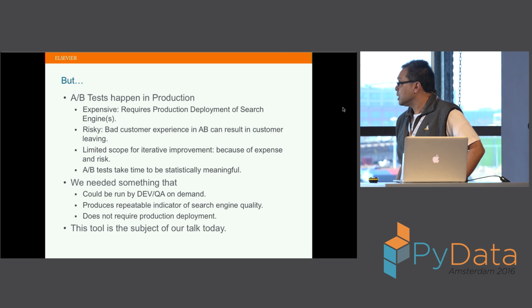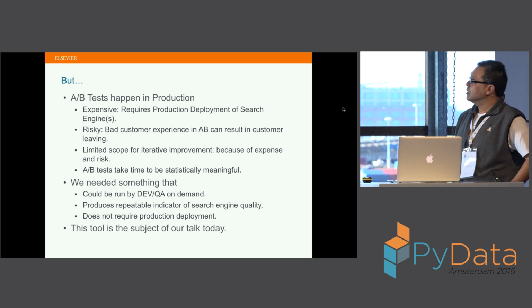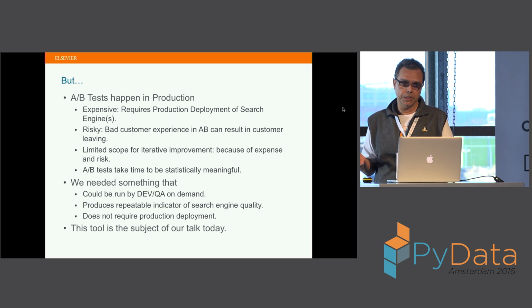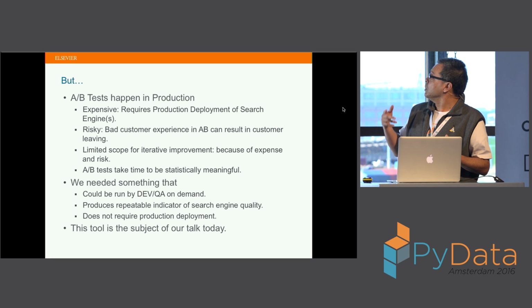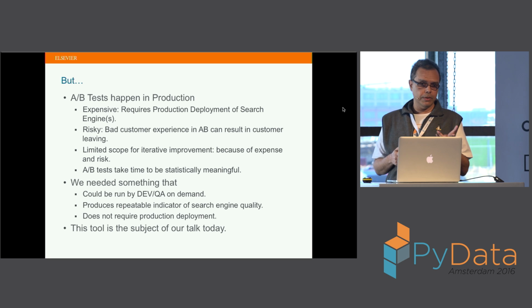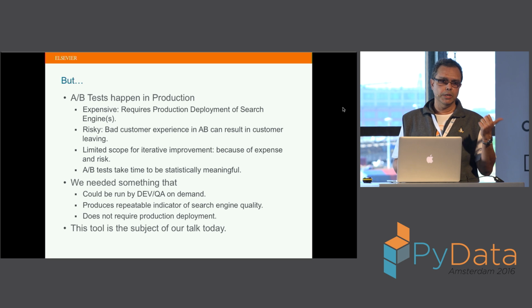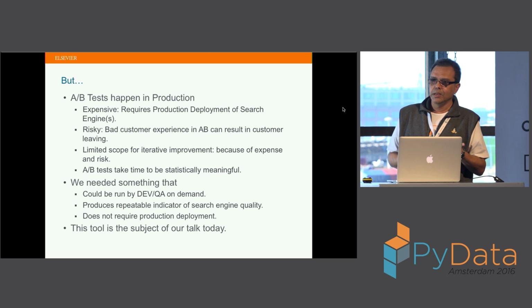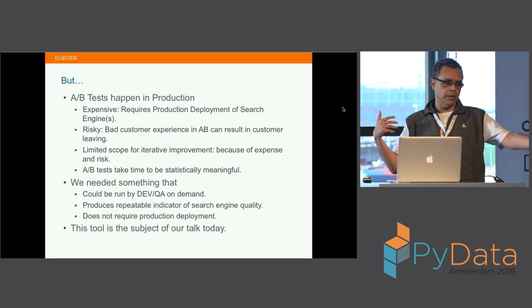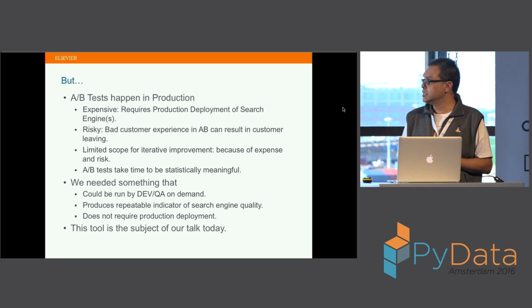There were problems with the A/B test, though. First off, to do an A/B test, you have to deploy the search engine to production. And deploying is expensive. And we were doing the frequentist testing approach. If you have attended the A/B testing talk, we actually use p-values, which means that you need to run it for a particular length of time before you can get decent results.